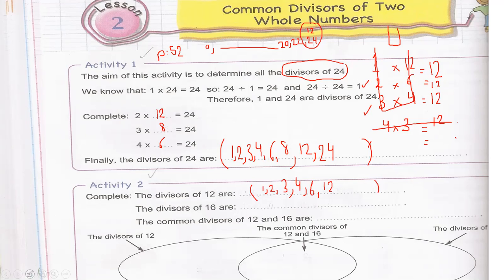Now divisors of 16. What are the divisors of 16? Yeah, let's erase and write 16. Divisors of 16. Which two numbers? We multiply them together, give us 16. Okay. We will start with 1 because 1 is a divisor of all numbers. 1 times which number gives us 16? 16. Now, 2 times which number equals 16?